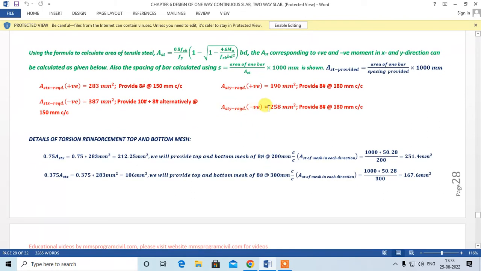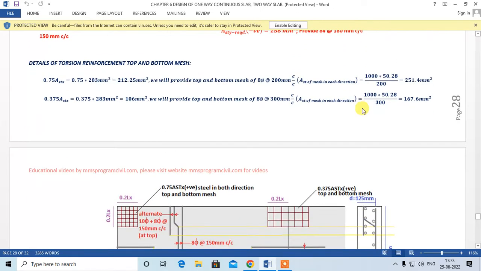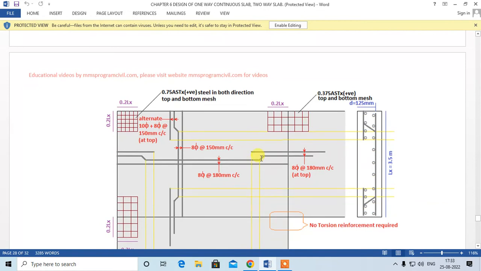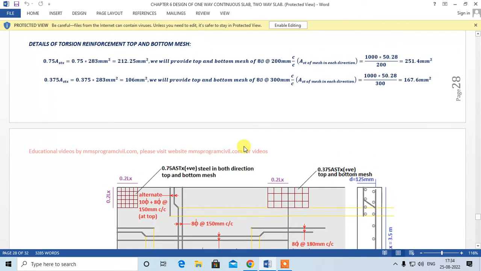AST negative required is 258. And again, we are going to provide 8 about 180 center to center, right? So in that case, you have one bent up of 8, provide an additional extra bar of 8 at a distance of 180. So this is how you will have 8 about 180 center to center, right? So this is how we provide the steel.